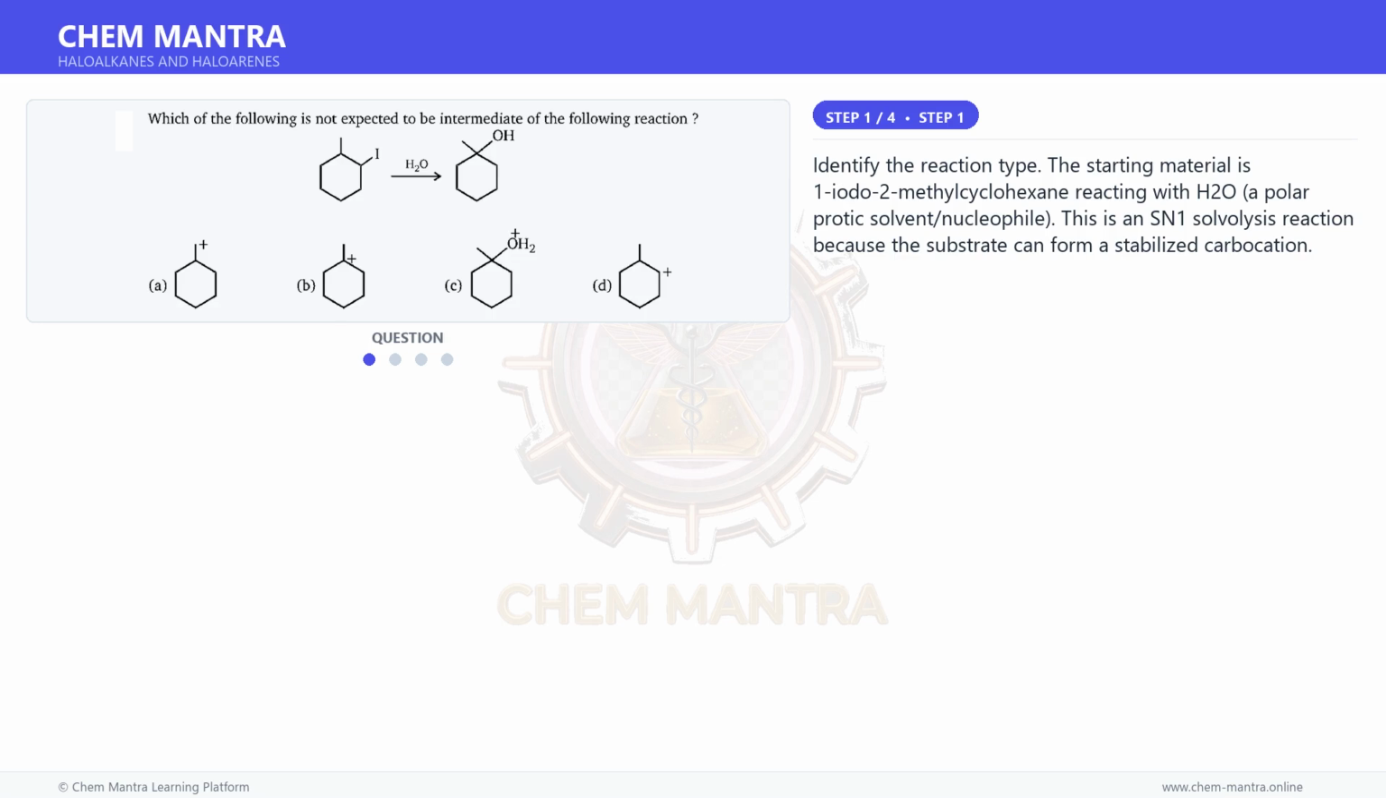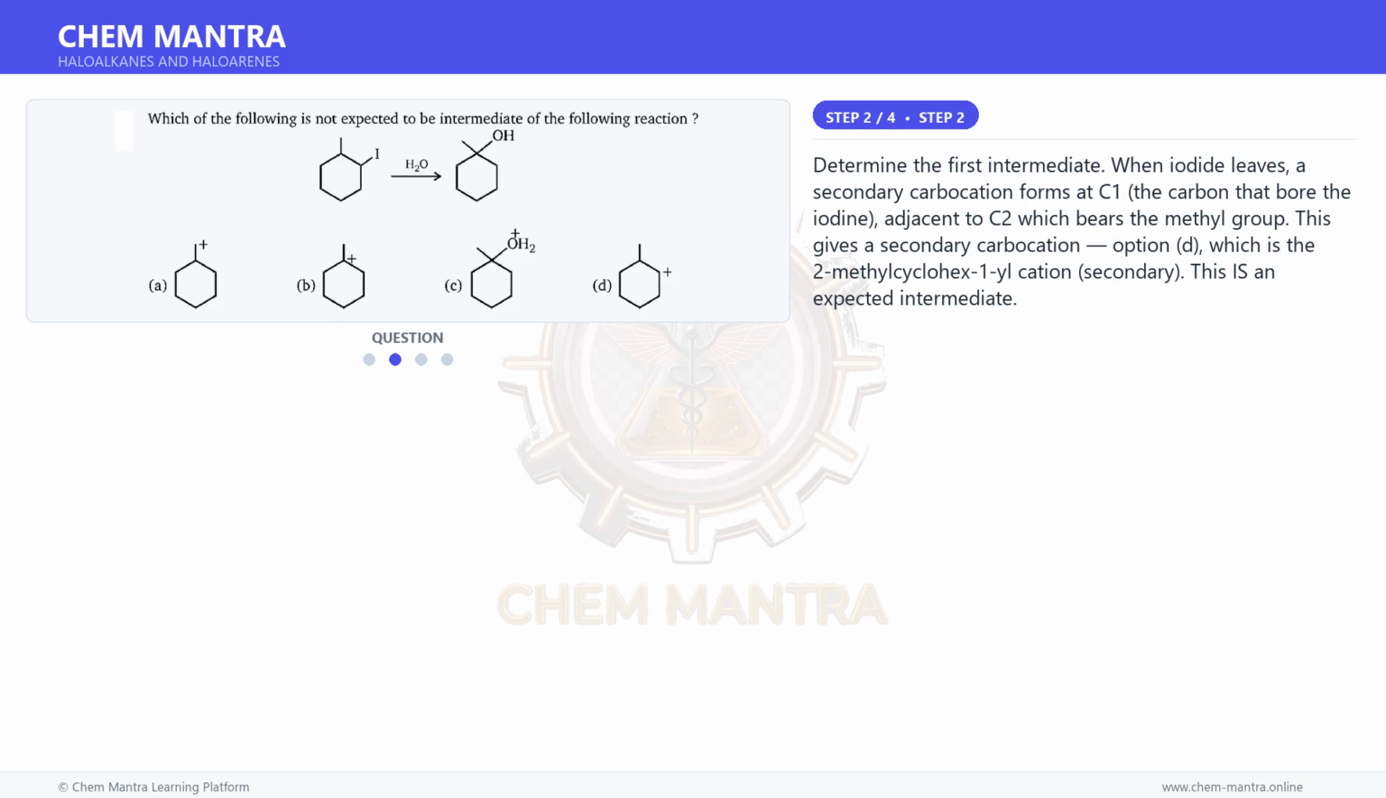Identify the reaction type. The starting material is 1-iodo-2-methylcyclohexane reacting with H2O, a polar protic solvent nucleophile. This is an SN1 solvolysis reaction because the substrate can form a stabilized carbocation. Moving on to the next step.